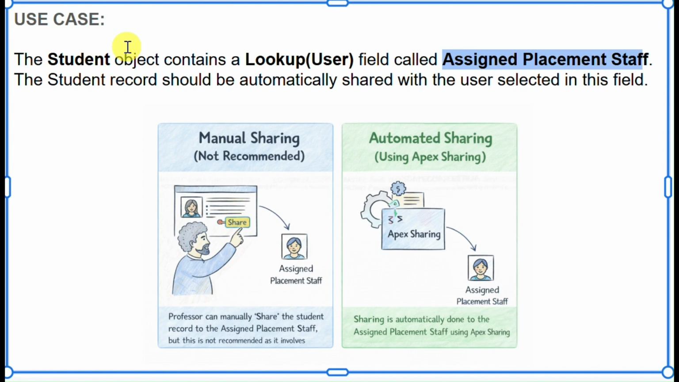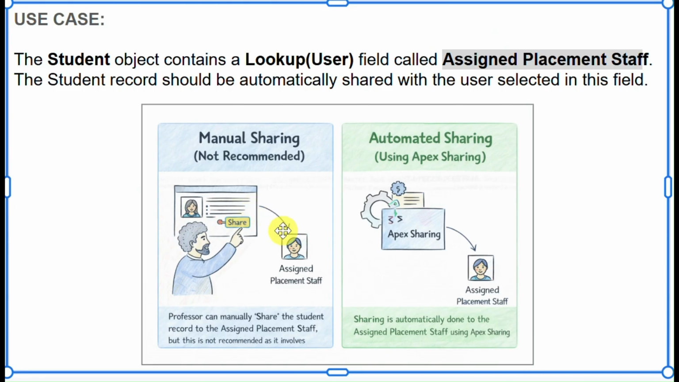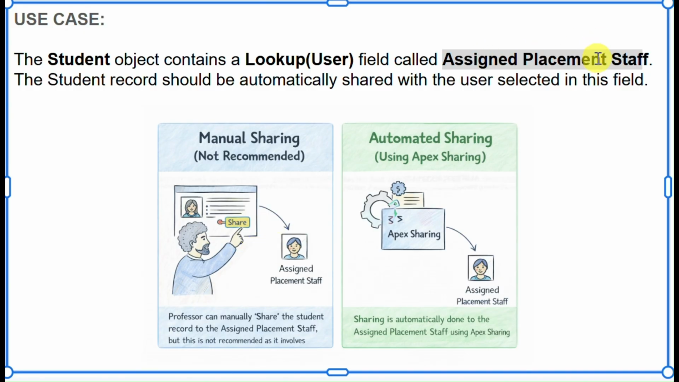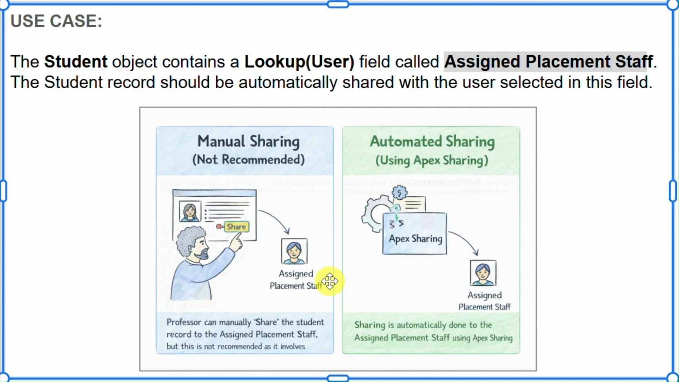Either we can train our internal users stating that whenever you're changing this assigned placement staff, manually share the record. If you don't know how to manually share the record, check out my previous video where I have explained manual sharing in a detailed way. Fine. We can train our internal users to manually share the record, but this is prone to more errors, right? Let's say some of the internal users forget to share the record with the specific assigned placement staff, then that specific user will not have access to the student record. And to prevent these manual errors, we can automate this process using Apex sharing. Now let's see how Apex sharing works in action.